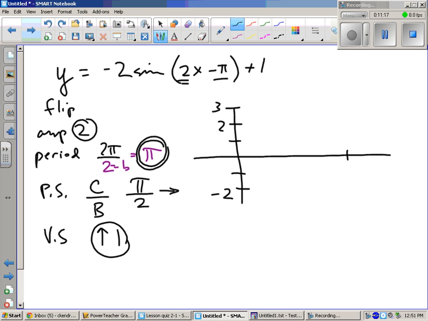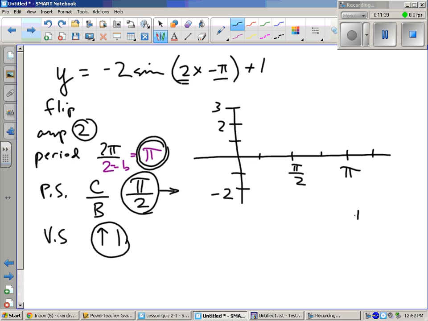Normally we would put 2 pi out here, but now I'm changing it to pi, which would make the halfway point pi over 2. And then you can just put little notches here to help with the graphing. Then I know I'm going to have to go pi over 2 to the right. So I'm going to add another notch here.